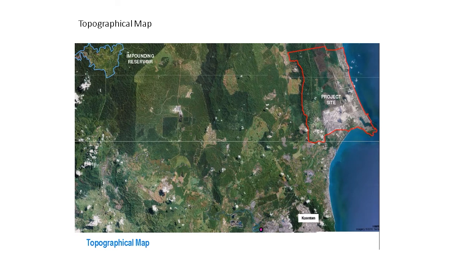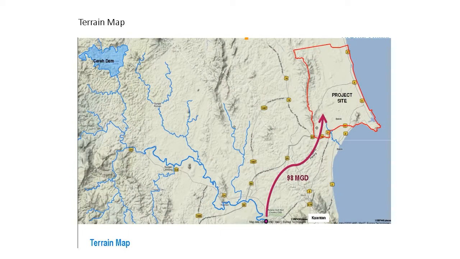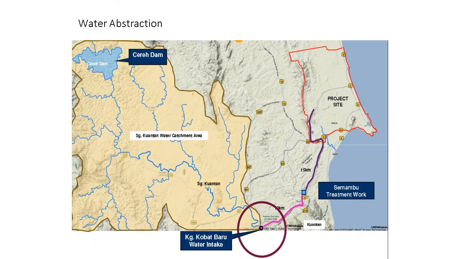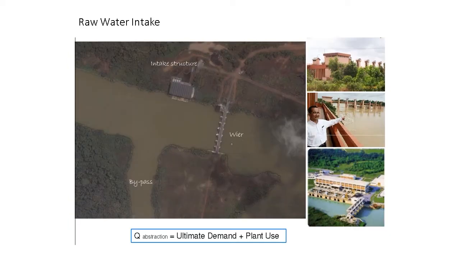Okay, so impounding reservoir, so kita nak tengok dari mana sebenarnya source of water yang kita nak distribute kepada area yang kita nak develop. Water intake going to come from here, Wantan and then akan pergi pada project site. This is the water intake from Kampung Kobat Baru and then dia akan go for treatment. Baru dia akan pergi kepada project site.